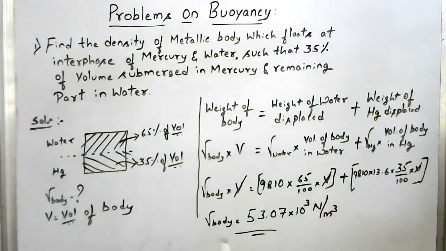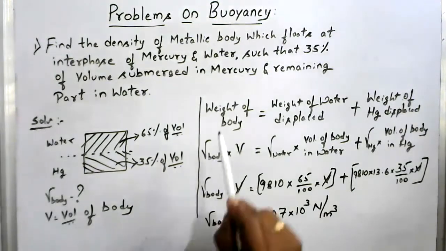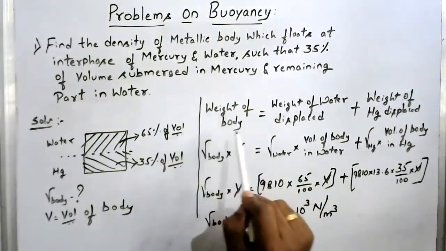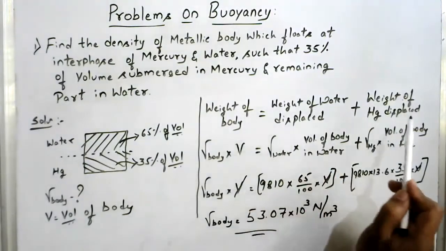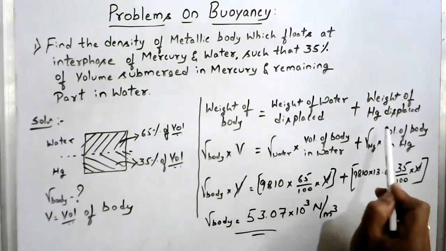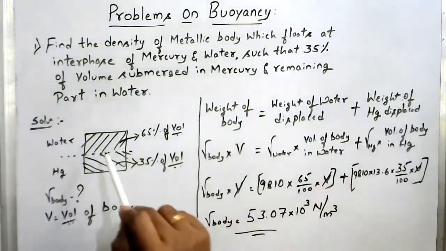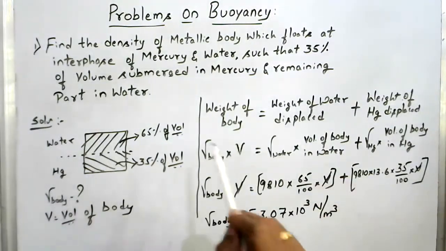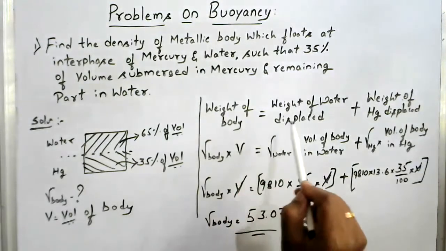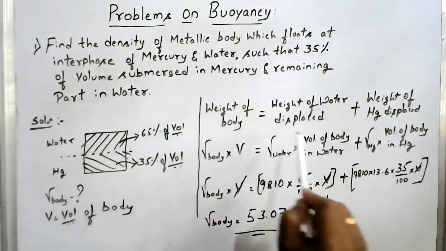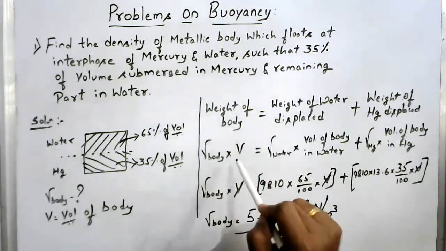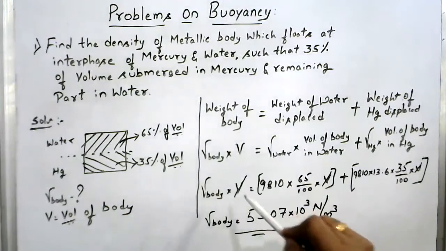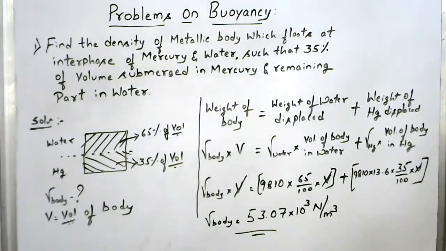Remember one thing: in buoyancy problems, you just remember this equation. Weight of body is equal to weight of the water displaced by that body plus weight of the mercury displaced by that body. If there is only one liquid and the body is completely submerged, then weight of the body is equal to weight of the fluid displaced by that body. That is the general equation. Weight is obtained by density multiplied by volume. If you substitute correspondingly, you will get the density of the body.